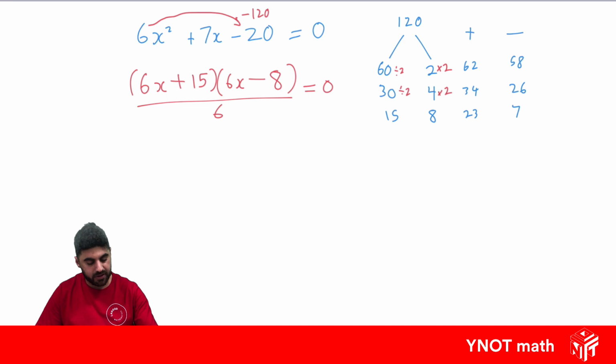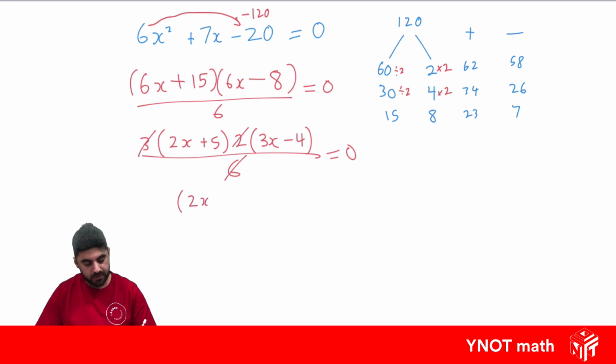Now we can factorize out any terms in the brackets to cancel out with that denominator of 6. The first one we can take a factor of 3 out, which leaves 2x plus 5. The next one we can take out 2, which leaves us with 3x minus 4, all over 6 equals 0. 3 times 2 is 6, so they'll all cancel out, and it leaves behind 2x plus 5 and 3x minus 4.